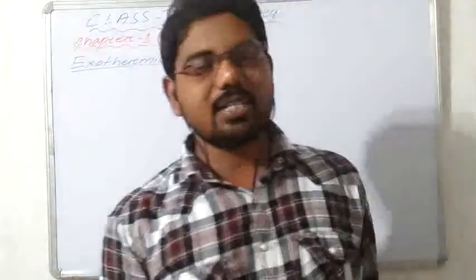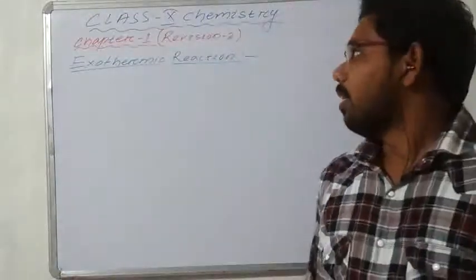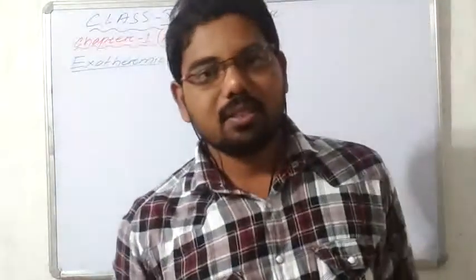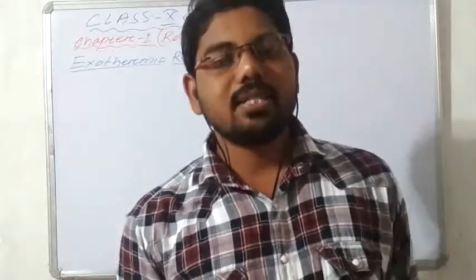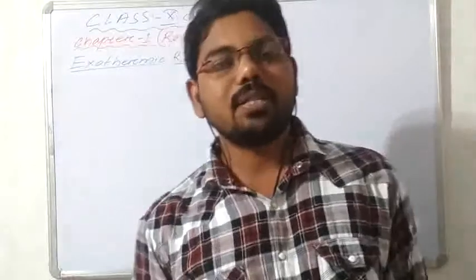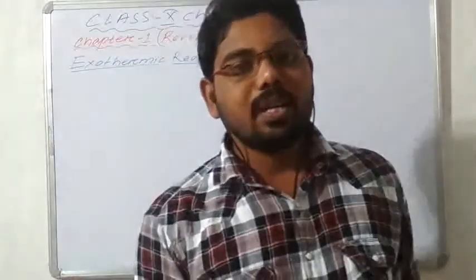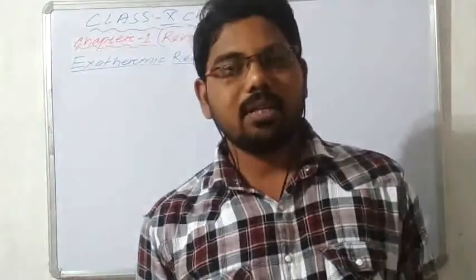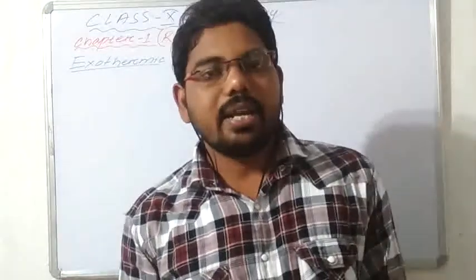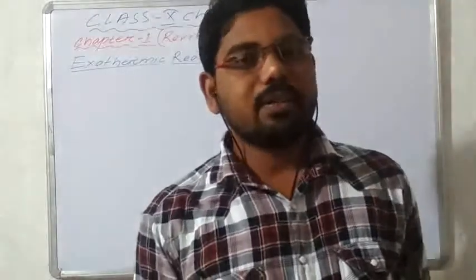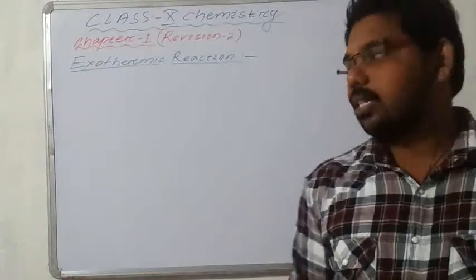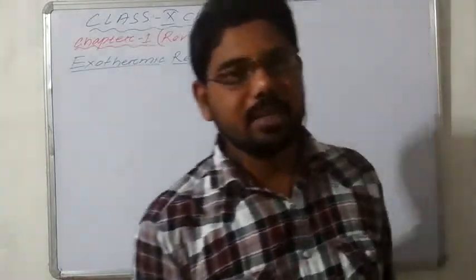Today we discuss class 10 chemistry chapter 1. This is revision 2. Last class also we revised chapter 1. Some important reactions we have already completed in this chapter, that is the types of reactions like combination reaction, decomposition reaction, displacement reaction, double displacement reaction, and the oxidation and reduction reactions, which we have also already discussed. So now we discuss another type of reaction, that is the exothermic and endothermic reactions.